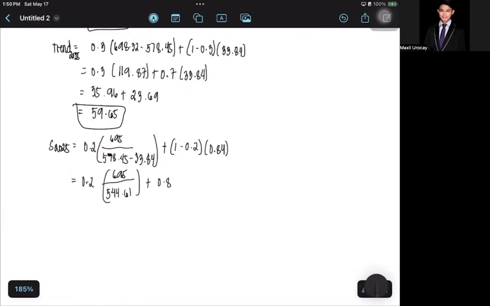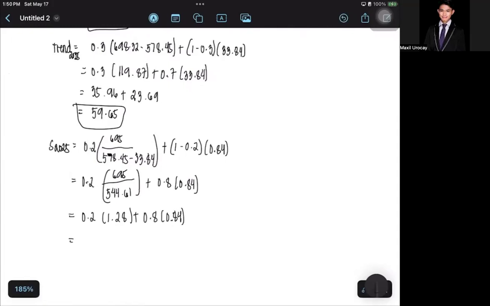Then 0.8, 0.84. 695 divided by 544.61, and that will become 1.28. So 0.2 times 28 plus 0.8 times 0.84.